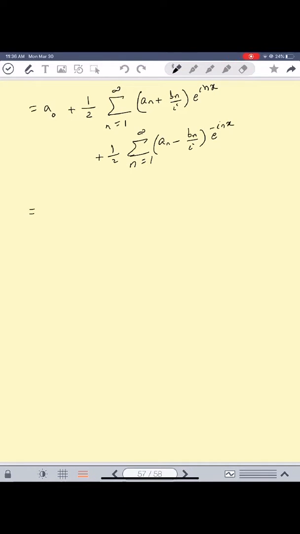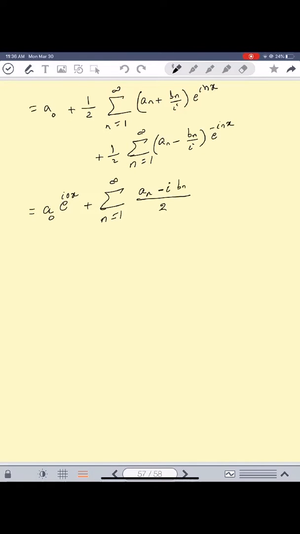Now at this stage we can see that all terms are written in terms of the exponential except for the a naught. The a naught is a number. But even the a naught, just to make things unified, to have one form, I can write as a naught e to the i 0x, right? So plus the sum from 1 to infinity of a_n. If you agree, not to forget the one half, the b_n over i is negative i b_n.